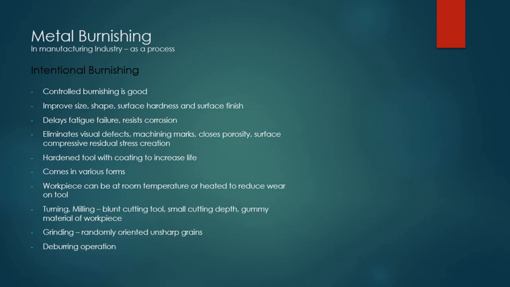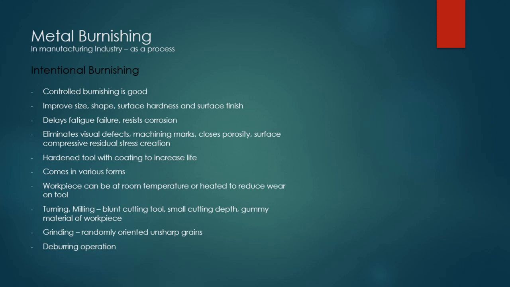In case of grinding, as you know, the grinding wheel has randomly oriented grains in it. So these grains will be sharp at some point in time and blunt at some point in time. So grinding will also serve as a burnishing process. There is always some amount of burnishing occurring in the grinding process.